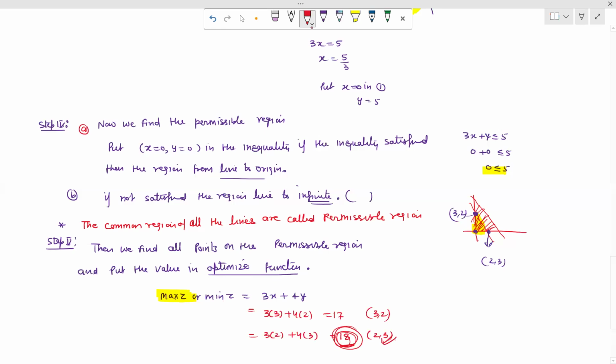Okay, so hope you understand the graphical method procedure. So now we will do the questions in the next class.